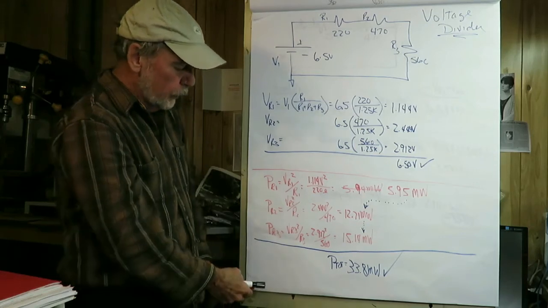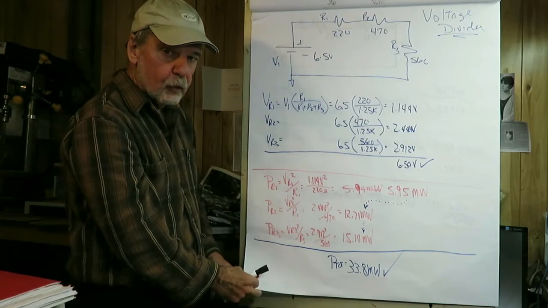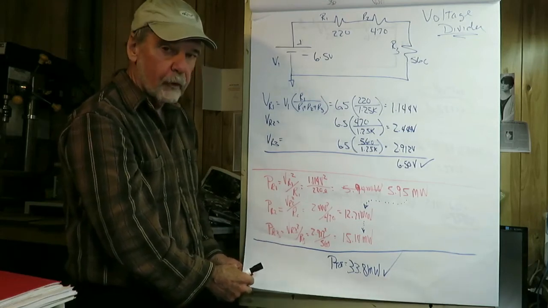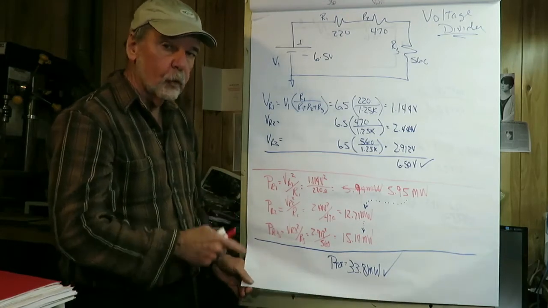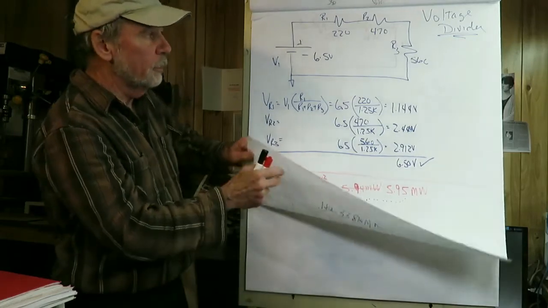So in summary here, when you're dealing with power, you have three choices: V times I, I squared R, or V squared over R, and you need to absolutely know and be comfortable with those three forms of power dissipation.